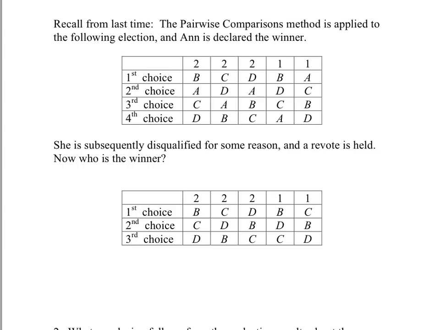Last time we were applying the pairwise comparisons method to the following election, in which we found that Anne is declared the winner. Now suppose that after winning the election, she is disqualified for some reason. They've found performance-enhancing drugs in her system or whatever, and so we hold a revote. The question is, now who is the winner?